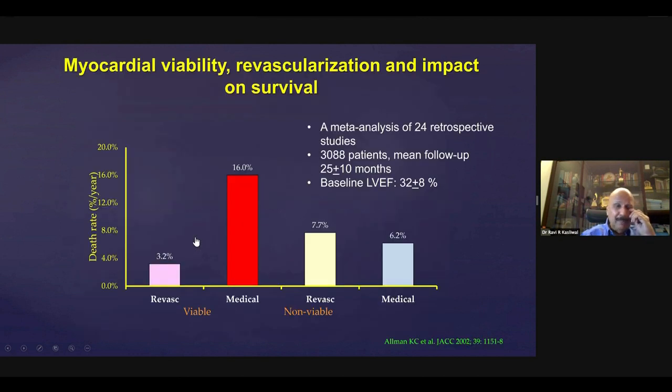So the impact on survival is controversial, but they say that if you revascularize patients who actually have viability, a lot more will survive. But if you have viable myocardium and you give them medical therapy, thinking this was a poor ventricle and they'll be high risk, then many of these people will not survive. Similarly, non-viable revascularization and medical therapy. Mind you, these are important things.